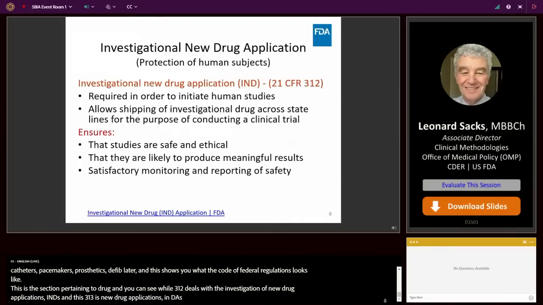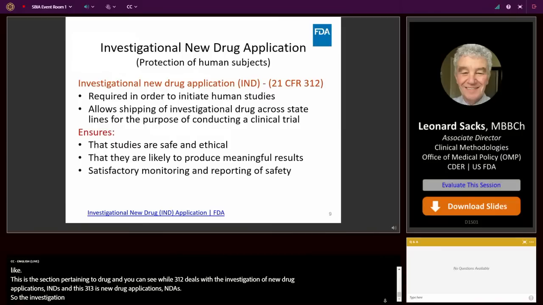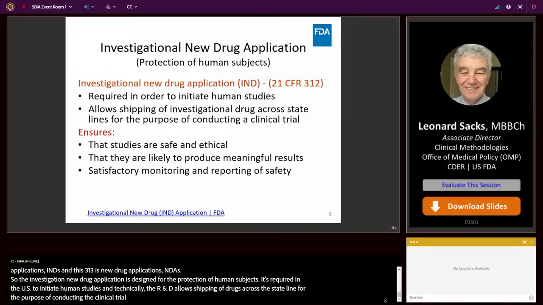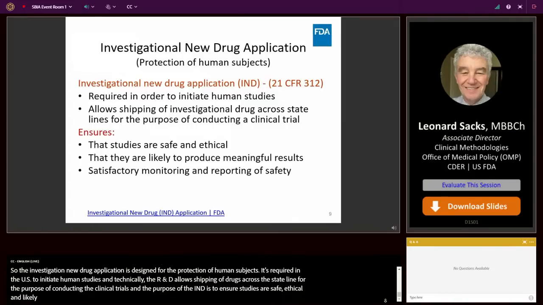So an investigational new drug application is primarily designed for the protection of human subjects. It's required in the US in order to initiate human studies, and technically the IND allows shipping of investigational drug across state lines for the purpose of conducting a clinical trial. And the purpose of the IND is to ensure that studies are safe and ethical, that they're likely to produce meaningful results, and that there's satisfactory monitoring and reporting of safety.